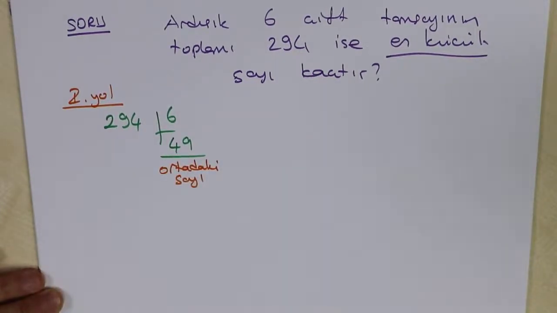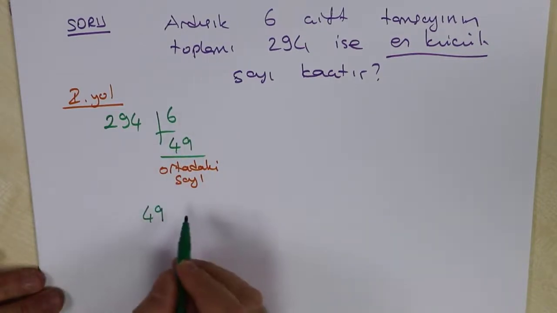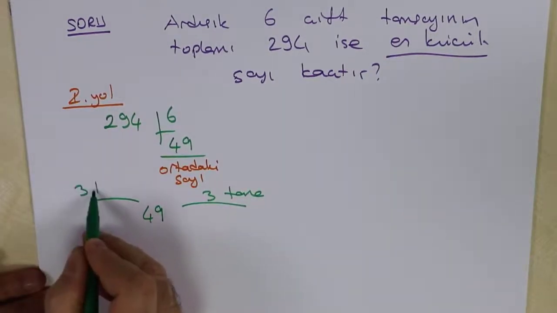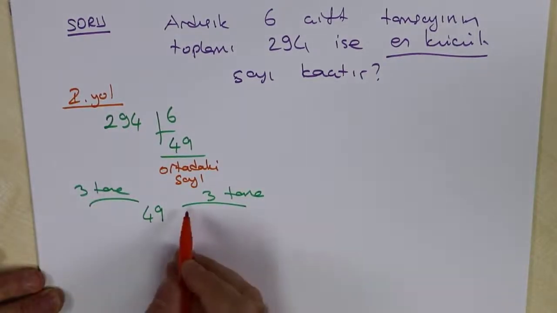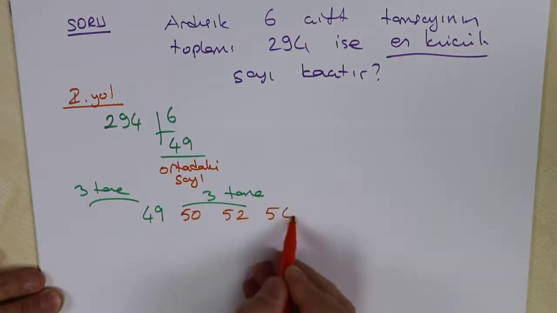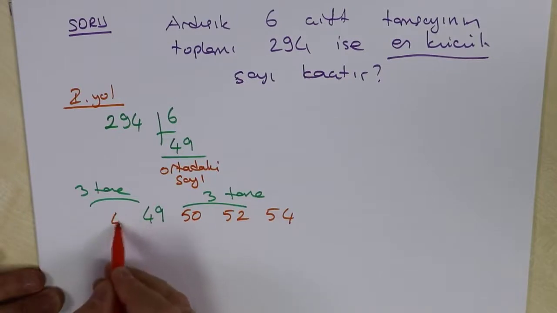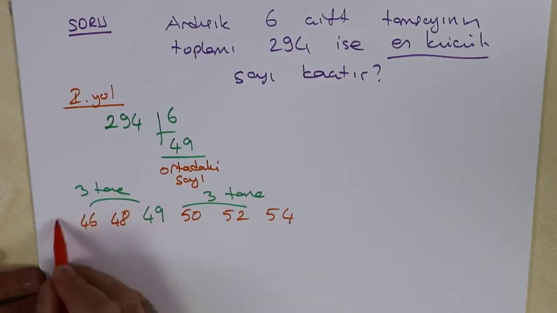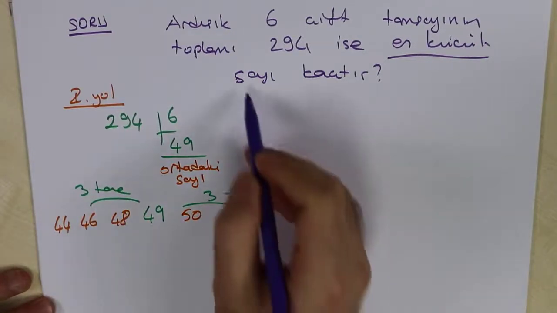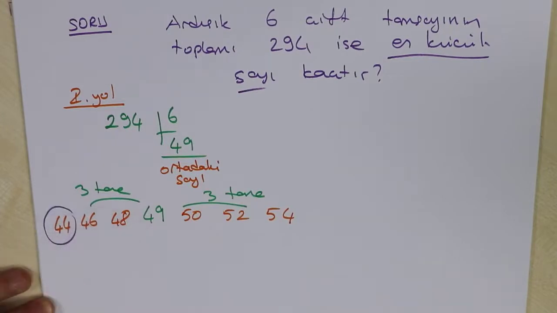So we have 3 numbers above it or greater than it, and 3 numbers less than it or smaller than it. So here we have 50, 52 and 54. These are even numbers. And the other side we have 48, 46 and 44. What is requested from us is the smallest number among them, that is 44.